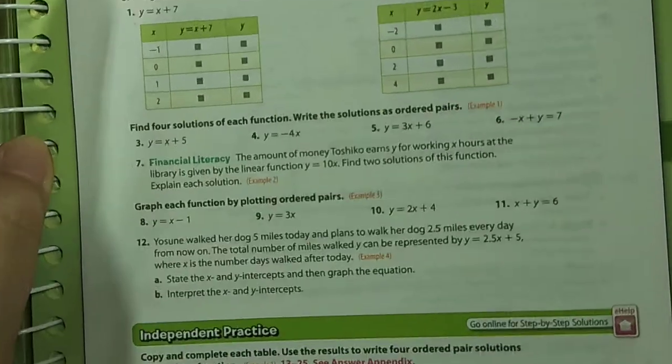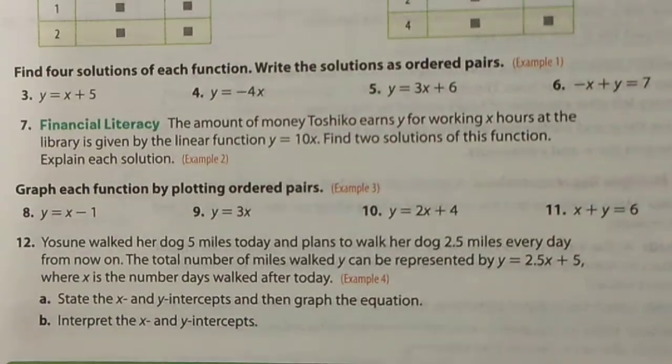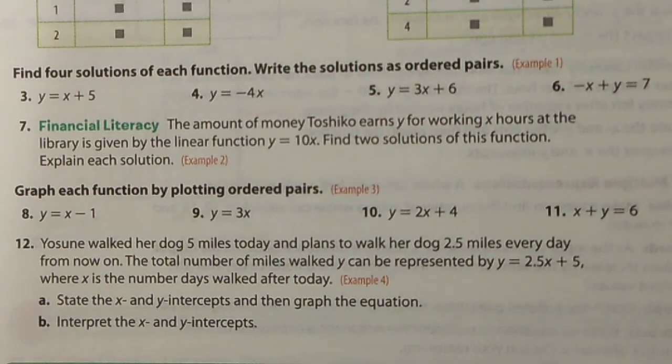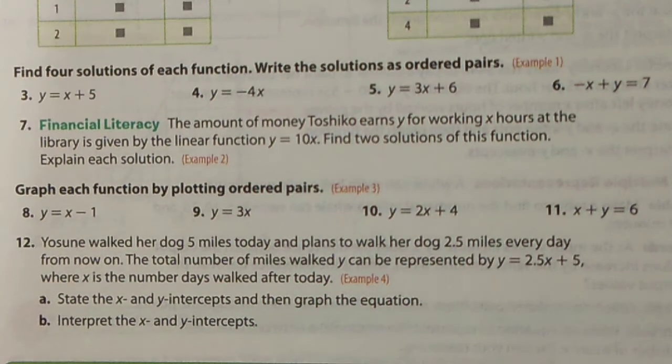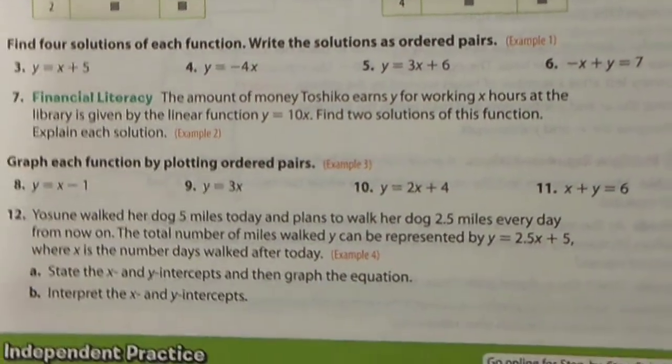Okay, I'm going to try to zoom in a little bit. Here we are. Question number 7 on financial literacy. The amount of money Toshiko earns, y, for working x hours at the library is given by the linear function y equals 10x. Find two solutions of this function. Explain each solution. Okay, you can find this question on page 393 in your book.